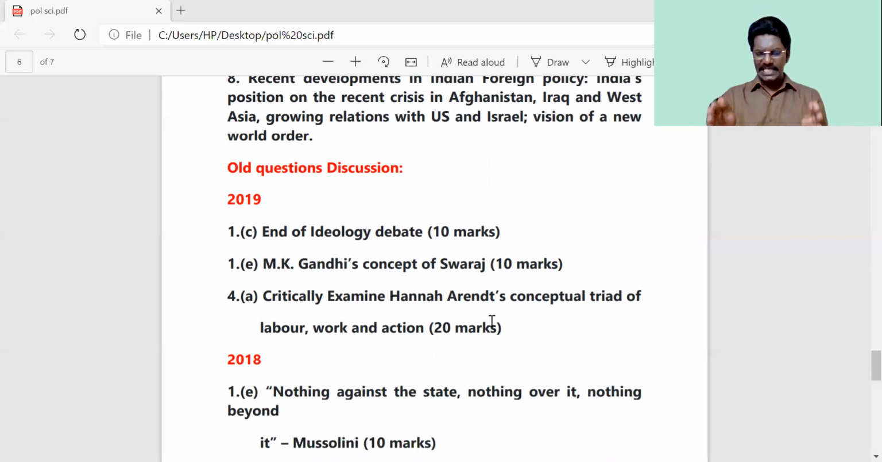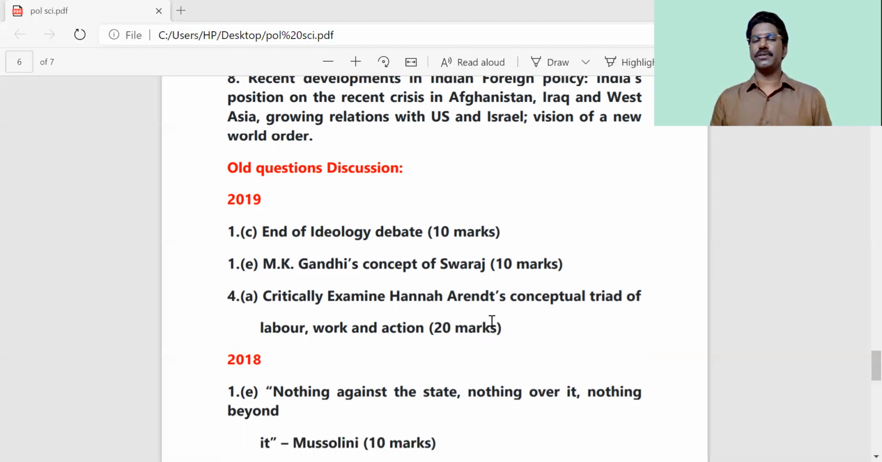Because when you go by the classification of year, you can easily identify exactly around 1958, that year Hannah Arendt wrote the very popular book The Human Condition. And in that book, for the first time, she talked about the triad of labor, work and action. In 2019 exactly the 60 years got over and the 61st year began. We expected this question in 2018, but one year later UPSC asked it: critically examine Hannah Arendt's conceptual triad of labor, work and action.